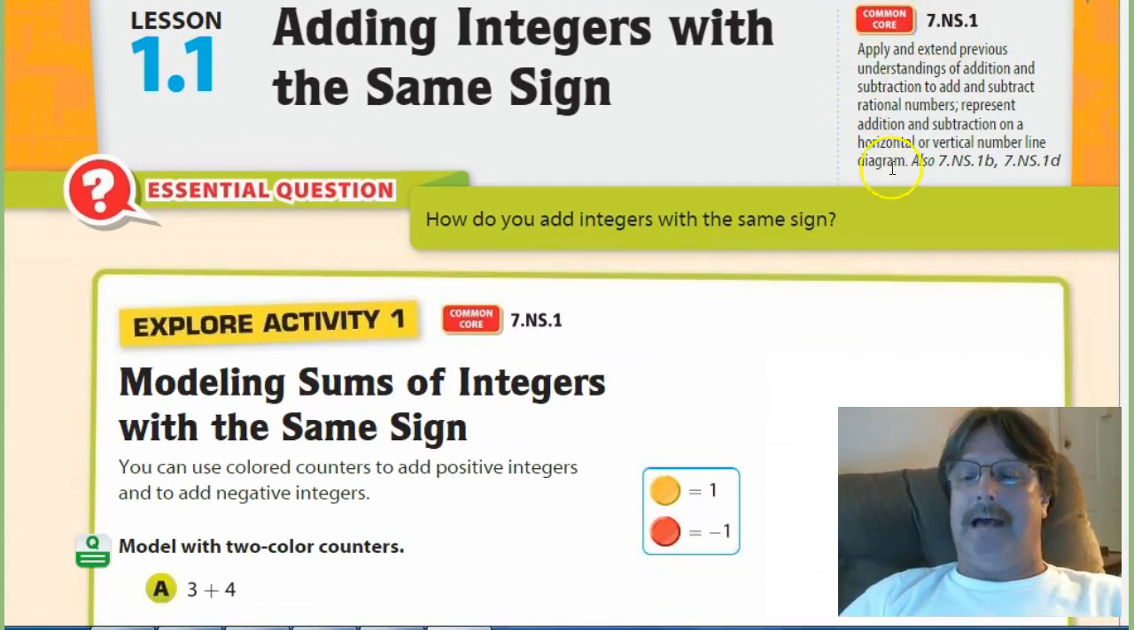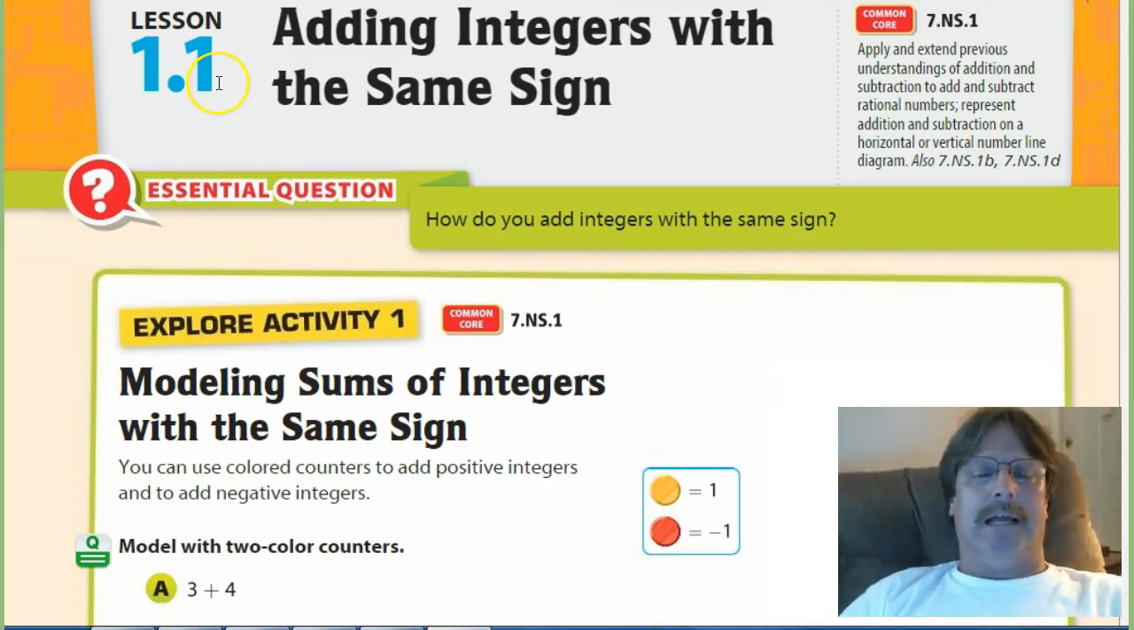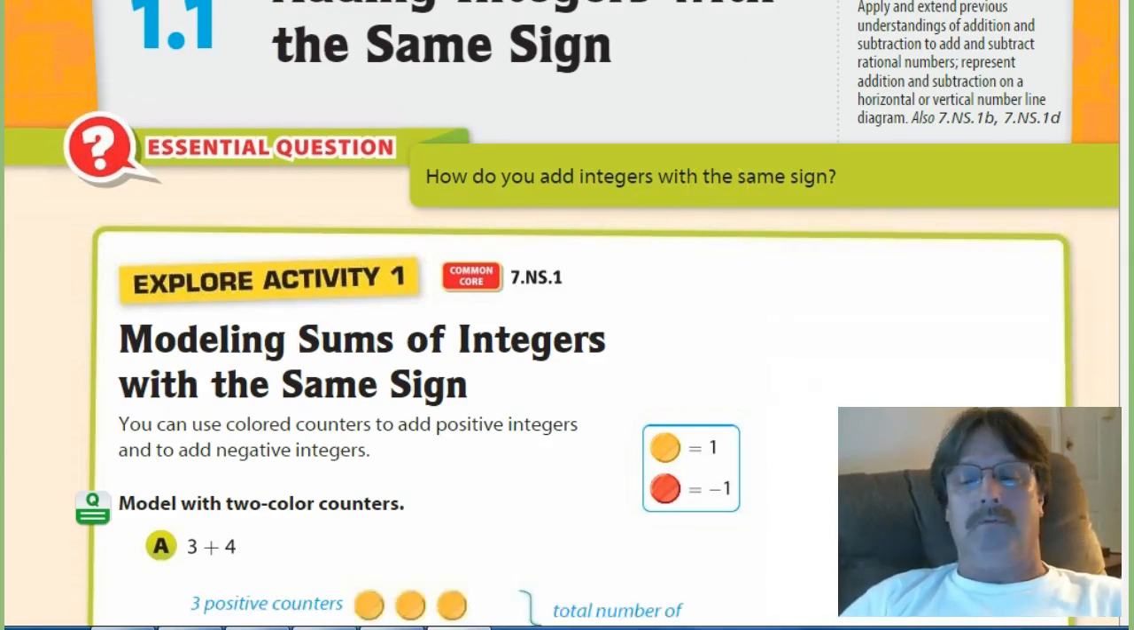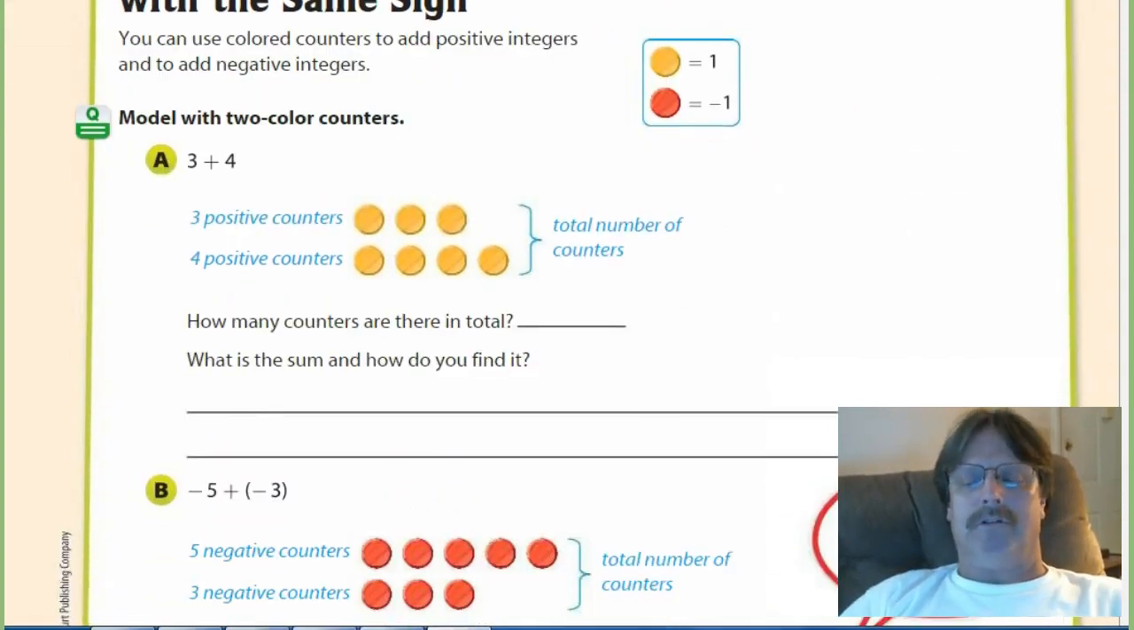So here in the lesson they have the standard, and you're going to see this is set up pretty much the same way throughout the entire book, for all the units, for all the modules, for all the lessons. When you get down, you're going to see the essential question. The first one was actually for the unit. This is for the lesson. How do you add integers with the same sign? And then they're going to go through and show you some things. What I'm going to do is create additional videos that focus on a specific concept, to help you reinforce what you're seeing here.